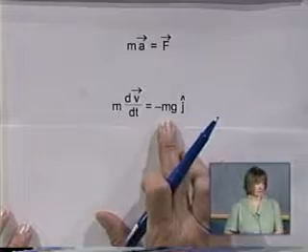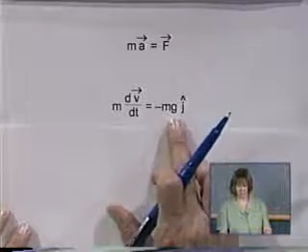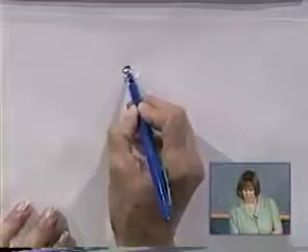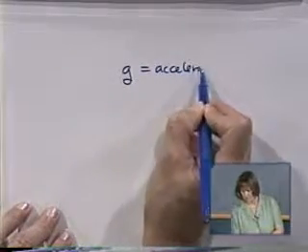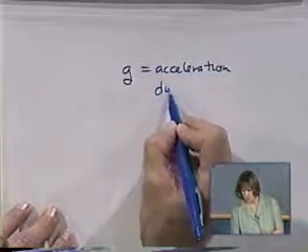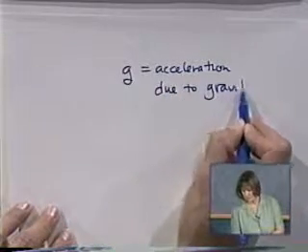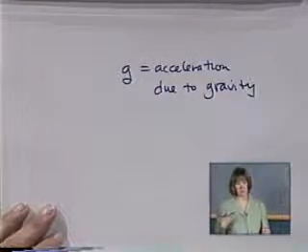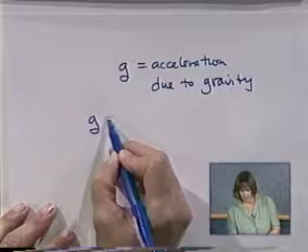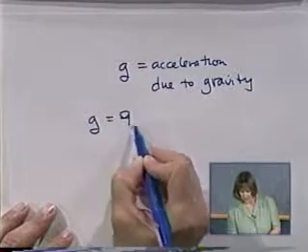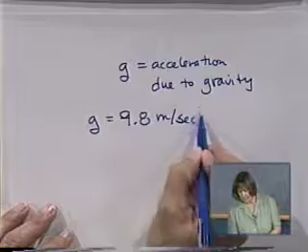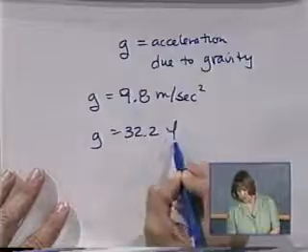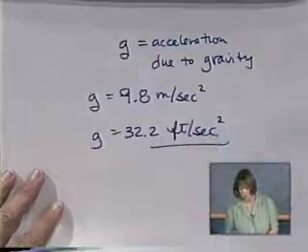M is your mass. If we're in the metric system, it's kilograms. Does anybody know what g is? What is g? G is your acceleration due to gravity. This only works if you're at the Earth's surface. It does not work if you're on the moon or on Venus. It's totally dependent on the mass of the Earth. Acceleration due to gravity is 9.8 meters per second squared if you're in the metric system. If you're in the British system, it's 32.2 feet per second squared.